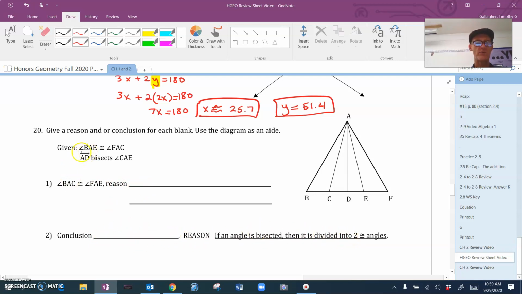So, for example, we're given that angle BAE and angle FAC are congruent. So BAE and FAC. Now, if you can't see it already, they both cross over this angle here.